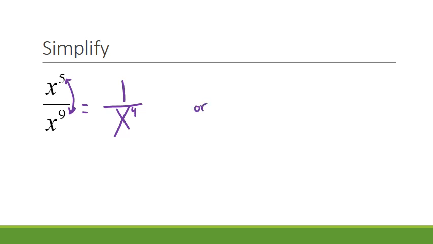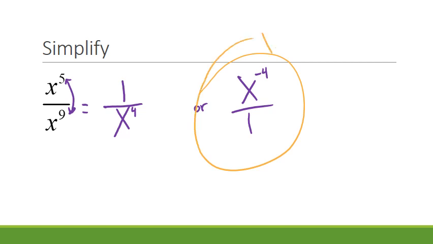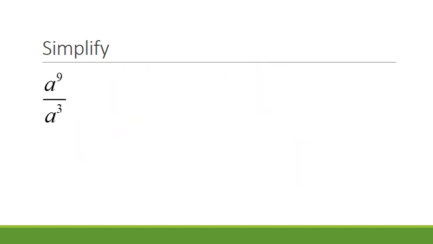Now, some of you might have taken the 5 minus the 9. That would have gotten me to an x to the negative 4th with nothing, or a 1, on bottom. This is where we have to work on that rule later. For now, my suggestion is keep the value where the exponent is larger. Please pause the video and try this one quick.